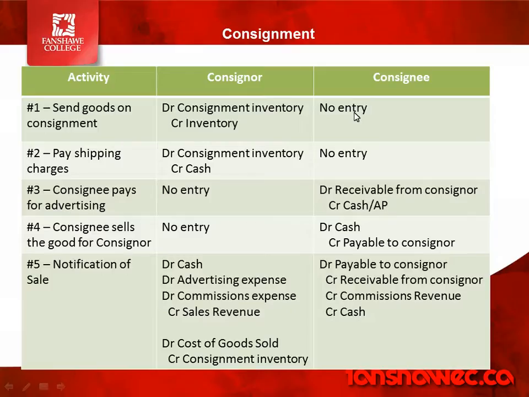The consignee, which is the store in Vancouver, on the other hand, has no entry that's required, right? The inventory doesn't belong to them, so they don't need to set it up on their books. They're not buying the inventory from us, they're selling it on our behalf, right? So when we look at the first activity, there's no entry on the consignee's part. At most, what they might do is make a memo entry to say, yeah, hey, we received 500 bicycles from that store in London.